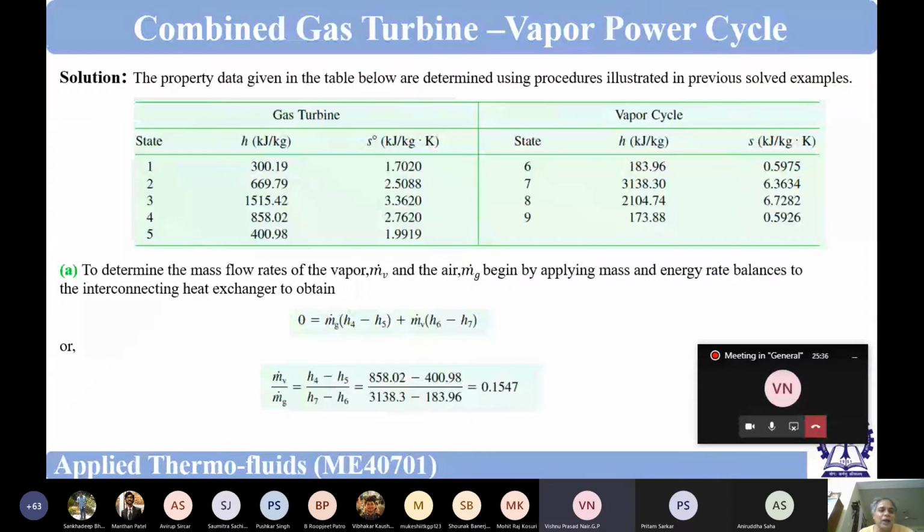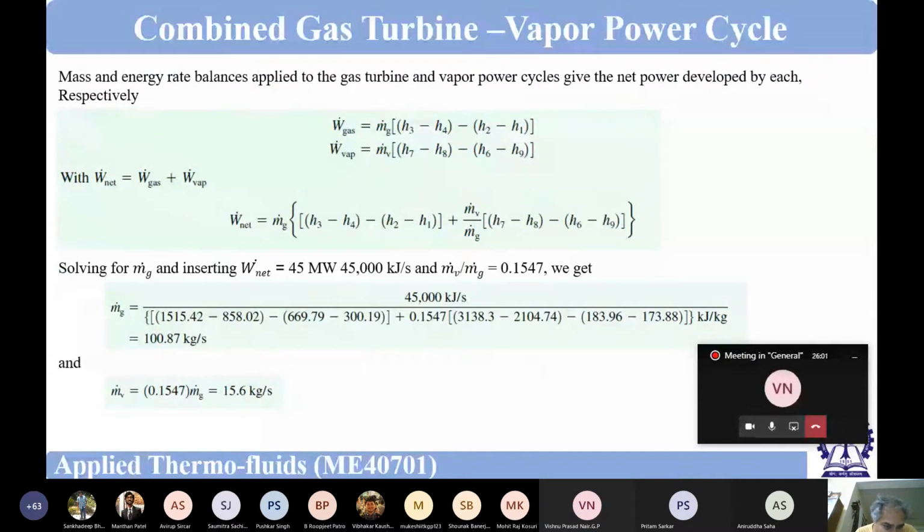Yes, sir. 1515 minus 670. Let's say this is 670 and this is 1515. 1515 minus 670 is how much? 845. So 845 multiplied by the mass flow rate of air, so 100. 845 into 100. So 845 was kilojoule into 100.